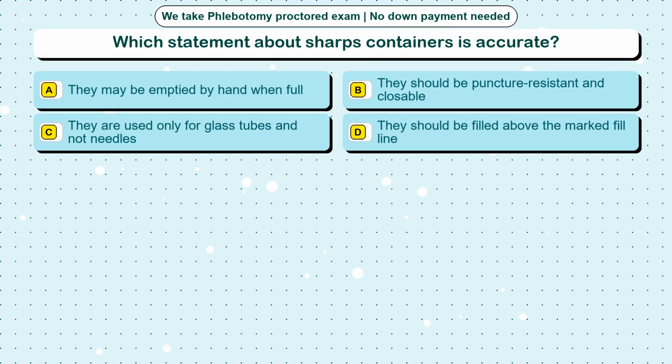Question 49. Which statement about sharps containers is accurate? Option A. They may be emptied by hand when full. Option B. They should be puncture resistant and closable. Option C. They are used only for glass tubes and not needles. Option D. They should be filled above the marked fill line.